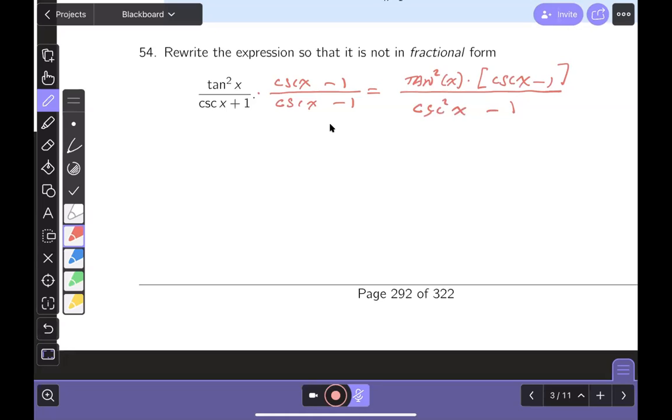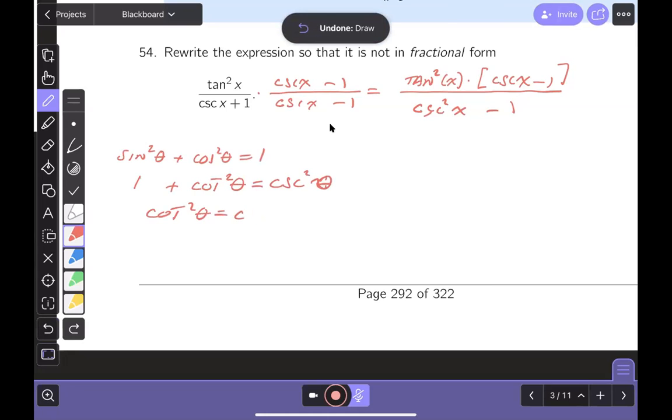All right. Let me just briefly go through that with you. And I'm going to write down the Pythagorean identities for you. Sine squared theta plus cosine squared theta is equal to 1. You could divide both sides by sine squared, and you would get 1 plus the cotangent squared theta equals the cosecant squared theta. And I could write down cotangent squared theta is cosecant squared theta minus 1.